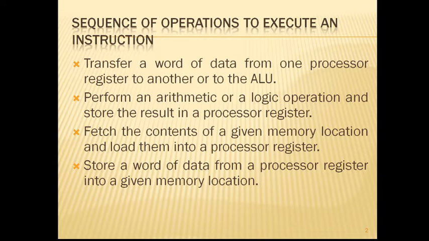So we already know that an instruction can be executed by performing one or more of the following operations in some specified sequence. So what are those operations? Let me read out. First one is transfer a word of data from one processor register to another or to the ALU. Next is perform an arithmetic or logic operation and store the result in a processor register. Third step is fetch the contents of a given memory location and load them into a processor register. Fourth one is store a word of data from the processor register into a given memory location.